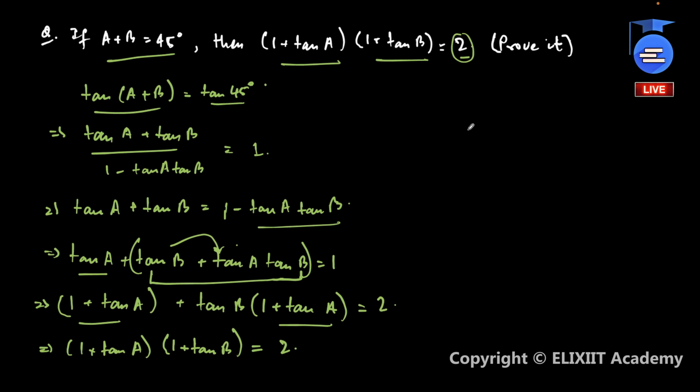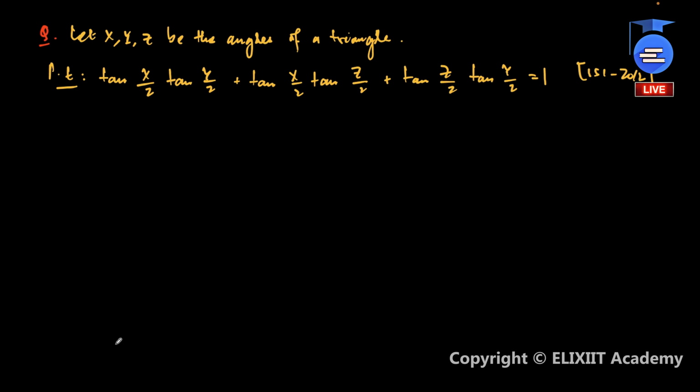Now let's solve one question from ISI 2012. Here we have the next question from ISI 2012. X, Y, Z are given to be the angles of a triangle. We have to prove that tan x by 2 into tan y by 2 plus tan x by 2 into tan z by 2 plus tan z by 2 into tan y by 2 is equal to 1.